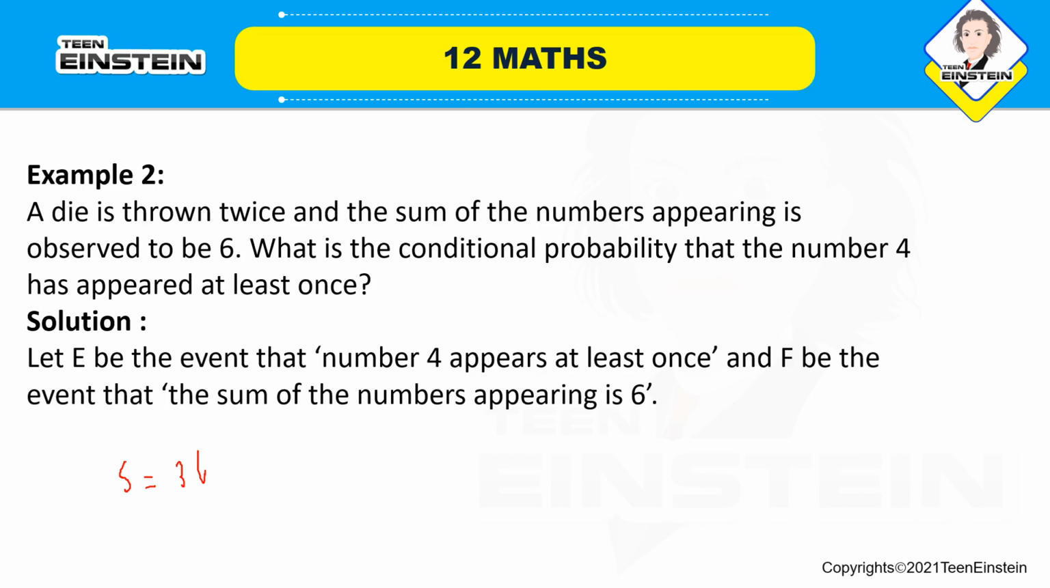So what is the event that has already occurred here? The sum of numbers appearing as 6. This F has already occurred. What we have to find? Conditional probability that the number 4 has appeared at least once if the sum of the numbers appearing is 6. So I have to find the probability of E given F. Is that clear? What we have to find? Probability of E given F.